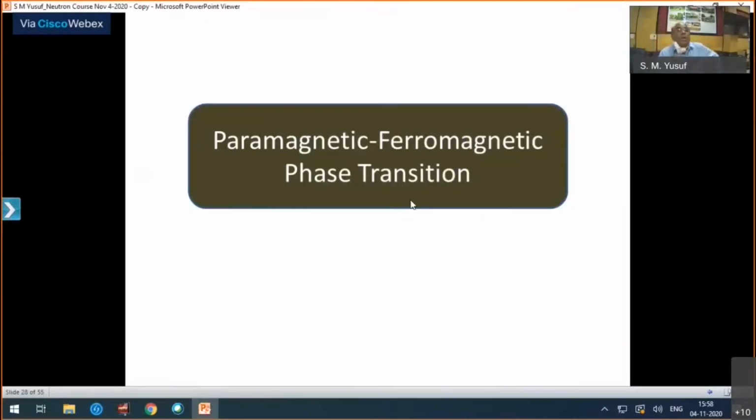So Newton has played a very, very important role for that. Now, if I take one example, I already introduced the magnetic phase transition, the disordered state to ordered state, let us say paramagnetic to ferromagnetic.